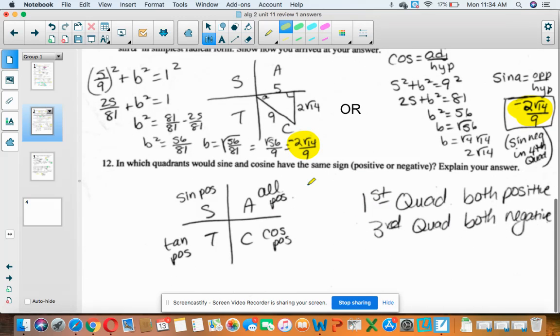12 says, in which quadrants would sine and cosine have the same value, meaning they're both positive or both negative? So they're definitely both positive in the first quadrant. Sine is positive in the second quadrant. Cosine is negative. And in the fourth quadrant, cosine is positive. In the third quadrant, tangent is positive. That makes sine negative in the third quadrant, and it makes cosine negative in the third quadrant. So they're both positive in the first quadrant, and they're both negative in the third quadrant.